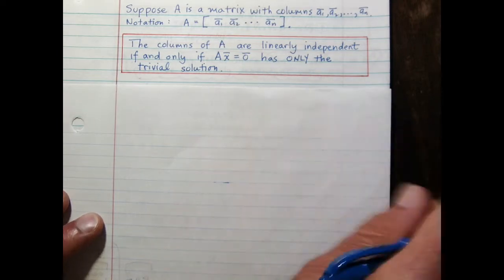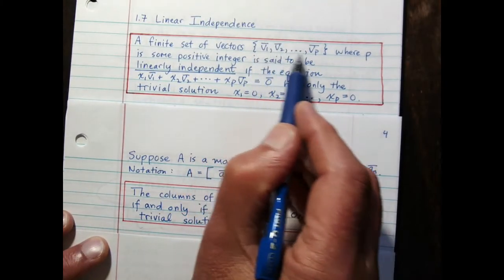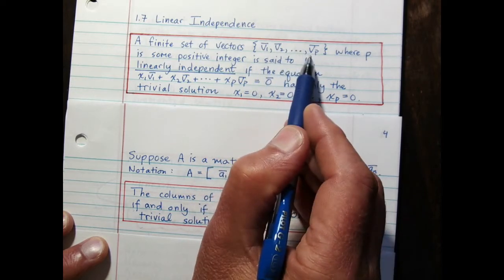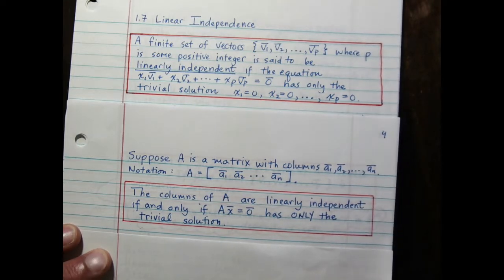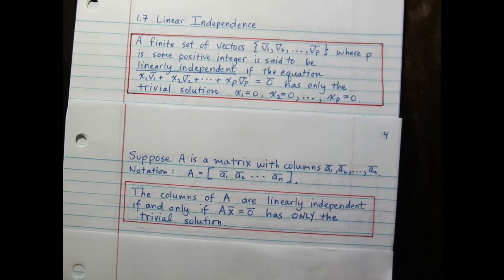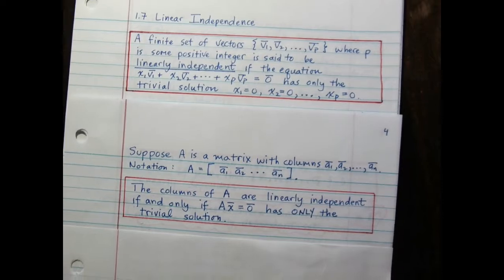If we have a set of vectors, like if I go back to our definition, v1 through vp, we can just create a matrix with those vectors as its columns, and then we can apply this test to determine whether those vectors are independent or not. That's what we did in the first couple of exercises from this section. So that's our official procedure for determining whether vectors are independent or not.